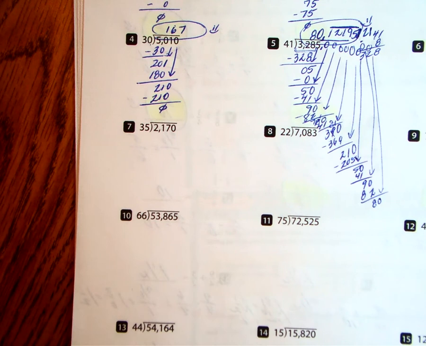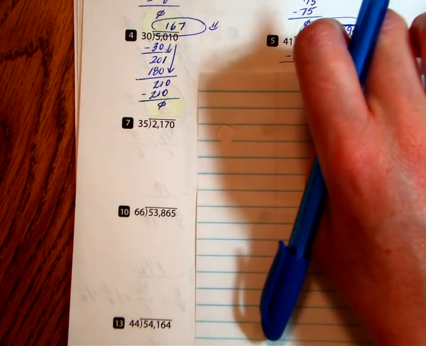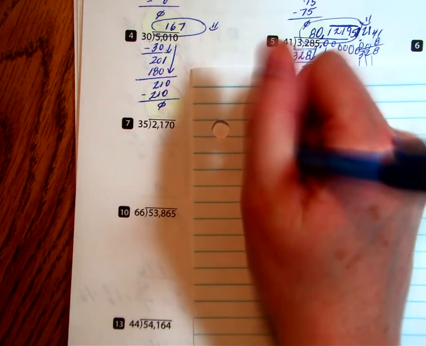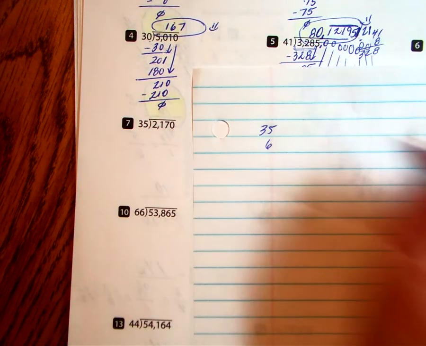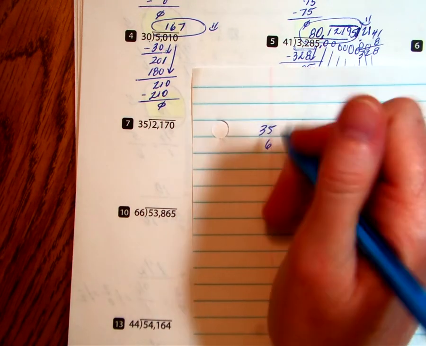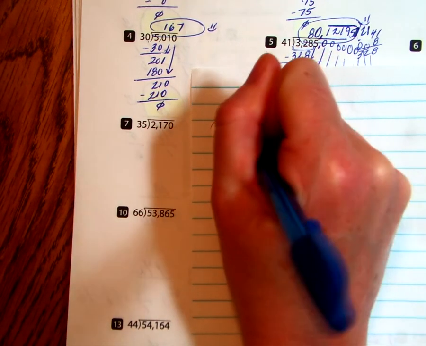Next, number 7 rather. 35 goes into 217. Let's see. 7 times? 7 might be not. I don't think 7's going to work. Let me try 6. I'm going to use a little scratch paper because the other problem fell off the page so much and now I'm seriously running out of room.